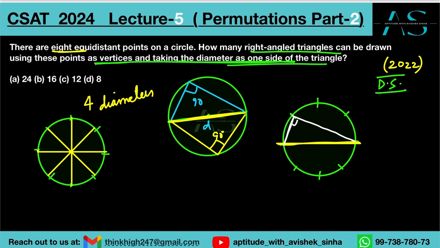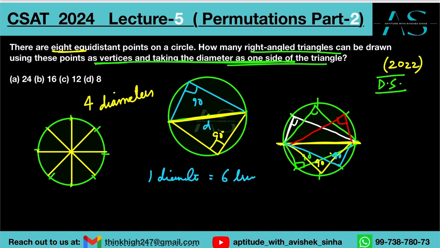This is 90 degree because that is the property. If you draw this, this is also 90 degree. If we draw this, this is also 90 degree. If we draw this, this is also 90 degree. Again, if we tend to draw this, this is again 90 degree. And if we tend to draw this, this is also 90 degree. So with one diameter, I can draw 6 triangles.